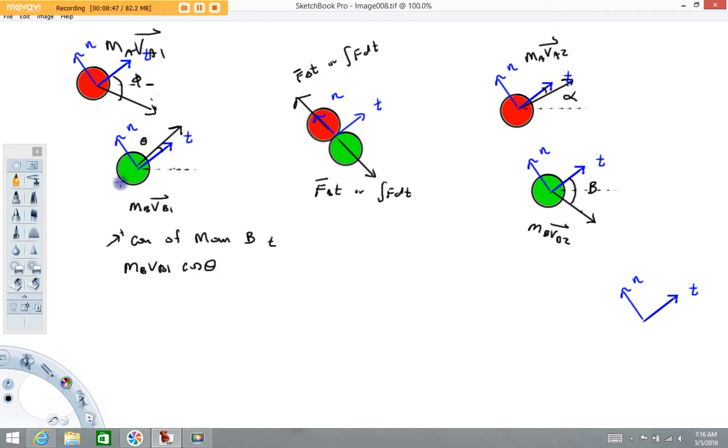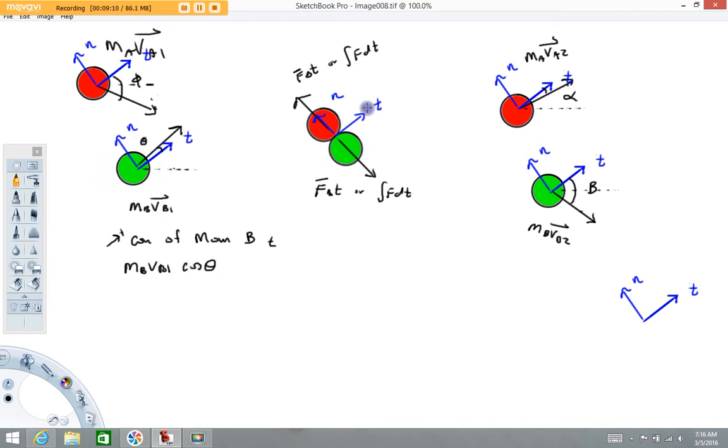Now, you might be asking, why did he pick mass B? Why not mass A? I just flipped a coin. You can do either one. I'll go ahead and talk about writing the equations for mass A here in a moment. So, MBVB1 cosine theta. That vector would be positive because that component is up and right in the tangential direction. Only one term because of how I'm defining my system as only this mass.